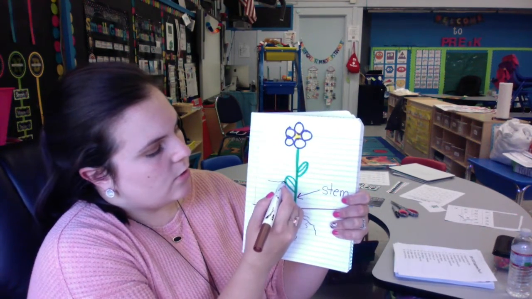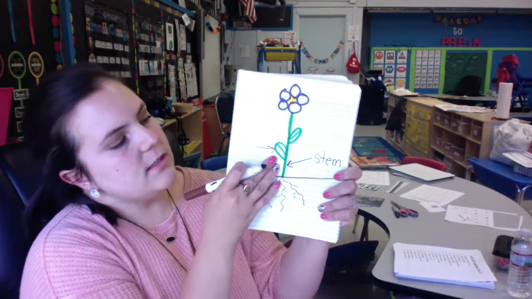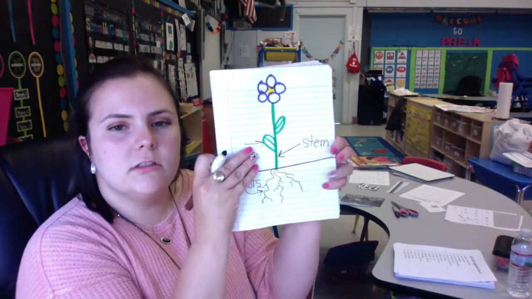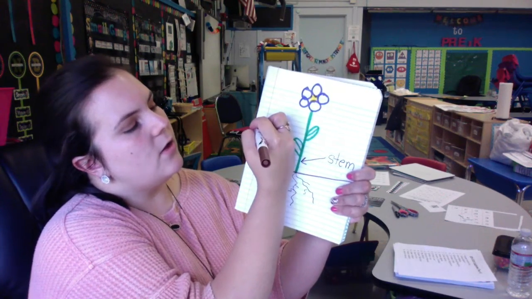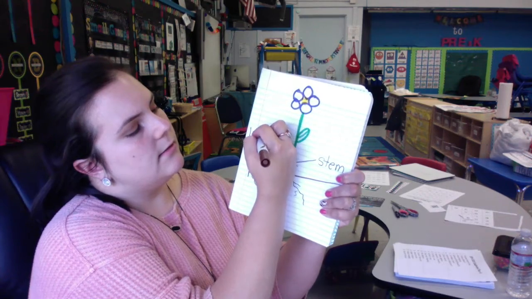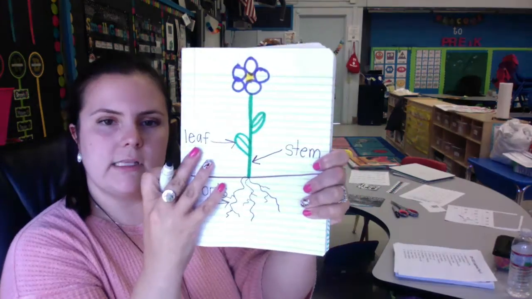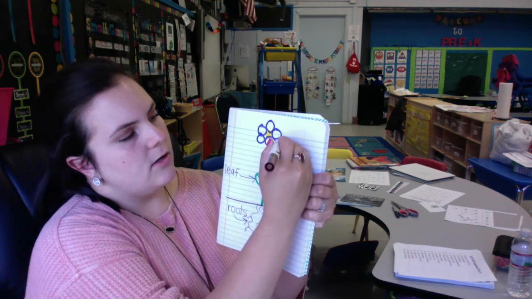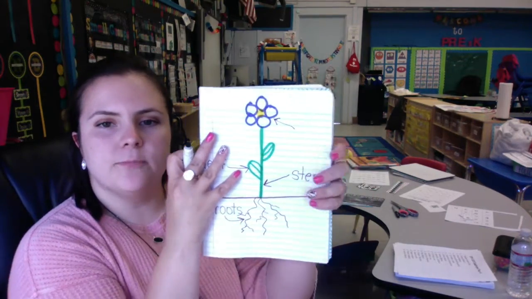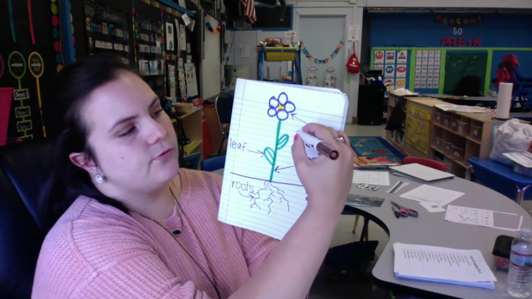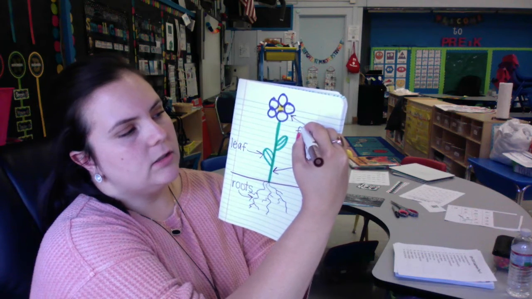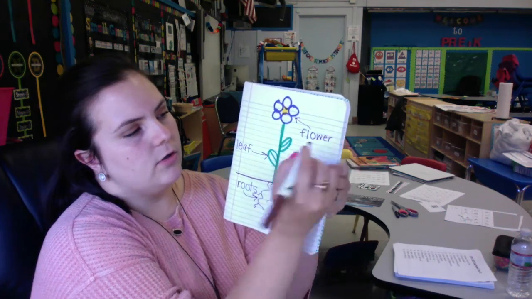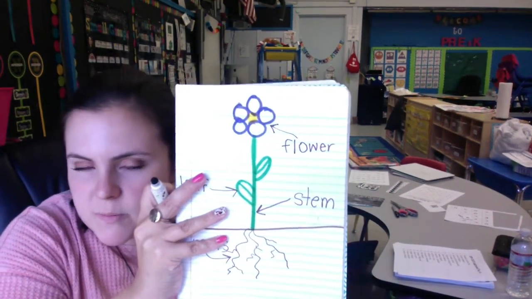All right, now draw an arrow or a line pointing to this one. This is the leaf. All right, what does leaf start with? Leaf starts with L, E, A, F, leaf. And then the last part is this part right up here, which we know is the flower. All right, let's write flower. F, L, O, R. Flower.